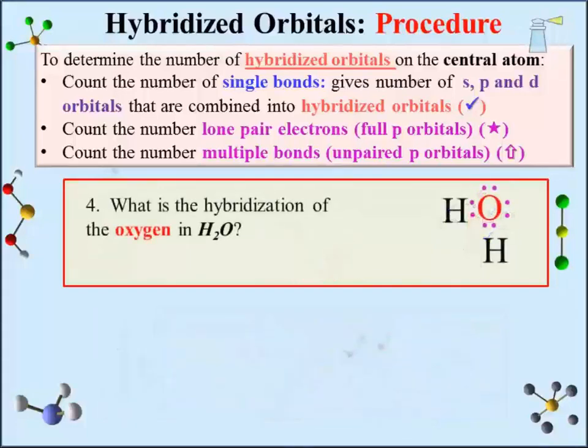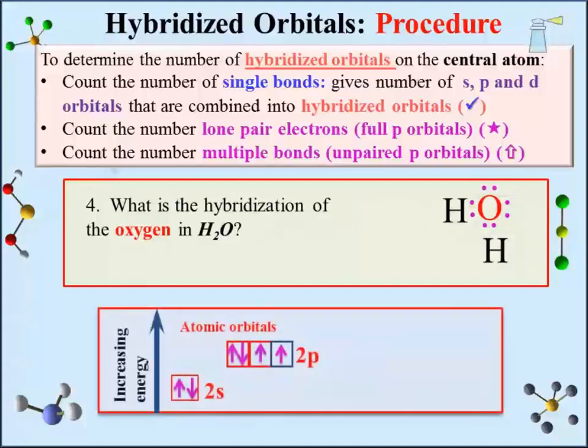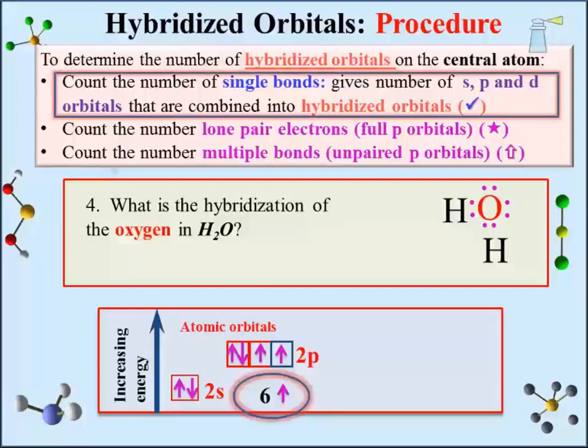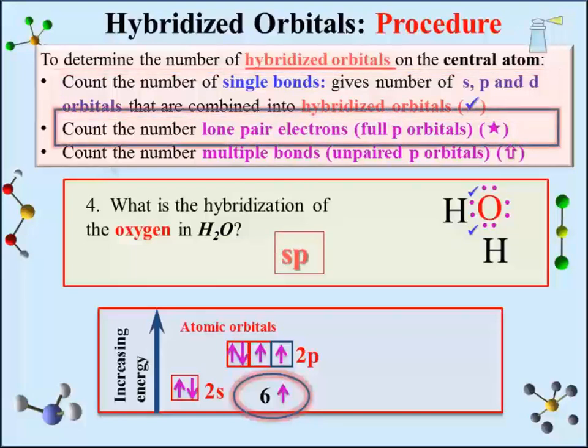And finally, what is the hybridization of oxygen in water, H2O? Oxygen has an electronic configuration with 6 valence electrons. We determine the type of hybridization needed by the central atom oxygen by counting the number of single bonds. There are 2 single bonds. 2 single bonds require the hybridization of 2 basic orbitals, sp hybridization, the single s orbital and 1 of the p orbitals. What about lone pair electrons?